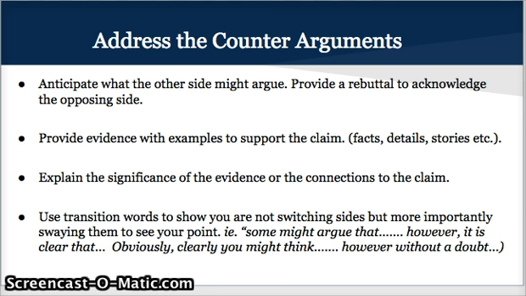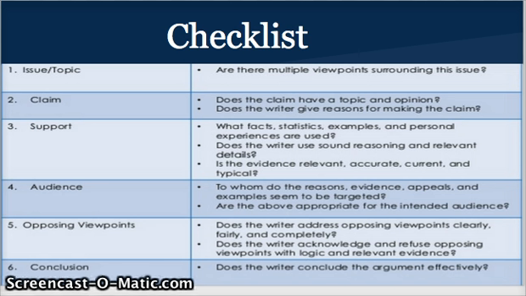Last, make sure to use transitional words to show you're not switching sides, but more importantly, swaying them to see your point of view. Words like, some might argue that, however, it is clear that, obviously, clearly, you might think, however, without a doubt, all point to the fact that you're considering their point of view but moving forward with your claim. It is very important to acknowledge those counterclaims.